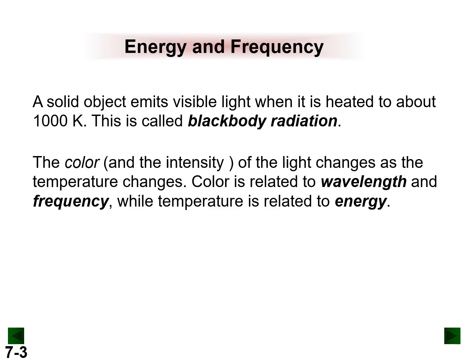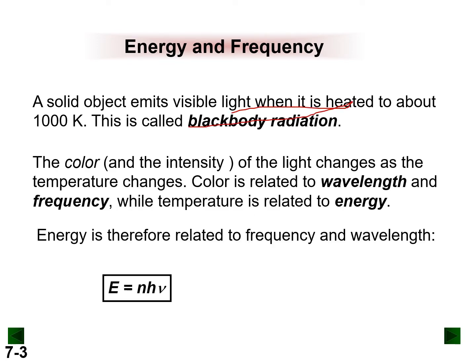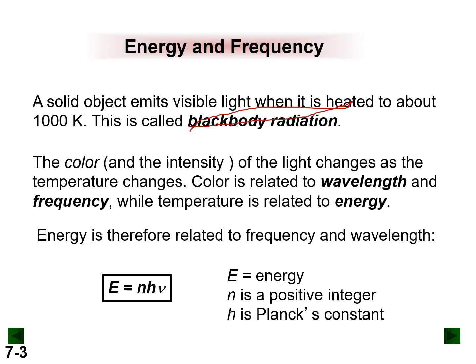What is black body radiation? Black body radiation is a phenomenon that happens when a solid object is heated to about 1000 Kelvin, and it will emit visible light. That's what we call black body radiation. The color and the intensity of the light depend on the temperature. It will change as the temperature changes.